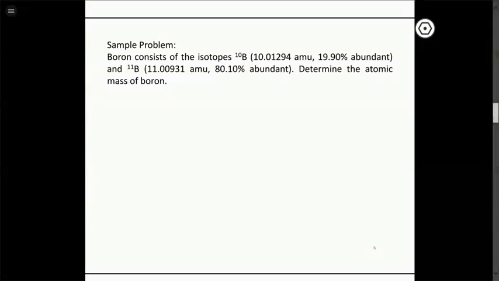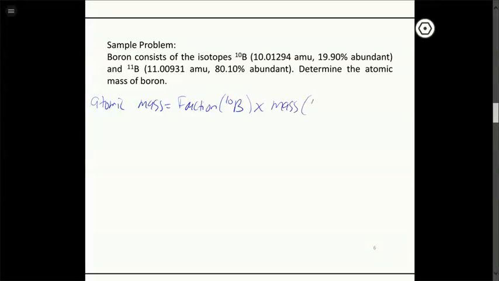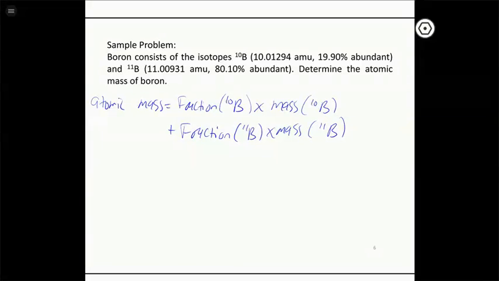All right, so again, the atomic mass is the weighted average of the two isotope masses. So we take the fractional abundance of one isotope, boron 10 is the first one that we were given, times its mass, plus the fractional abundance of the other isotope times its mass. When we have two isotopes here, if there are more than two, you'd have to keep adding up all the terms for the rest of the isotopes, however many there are.